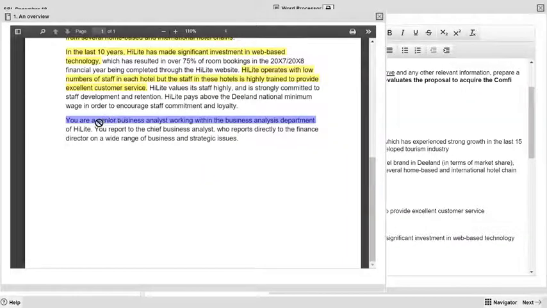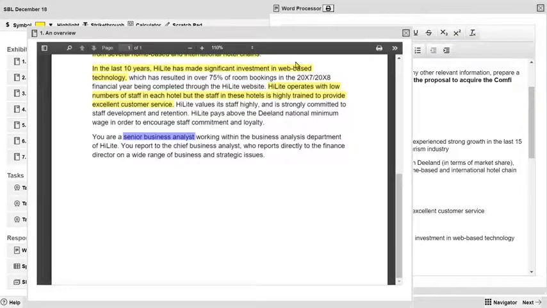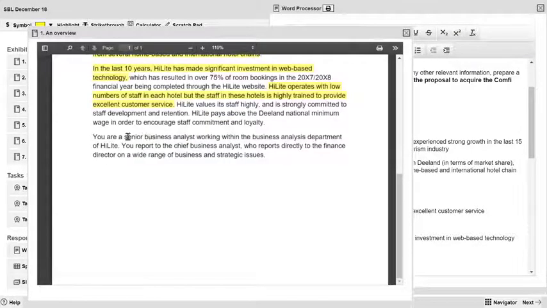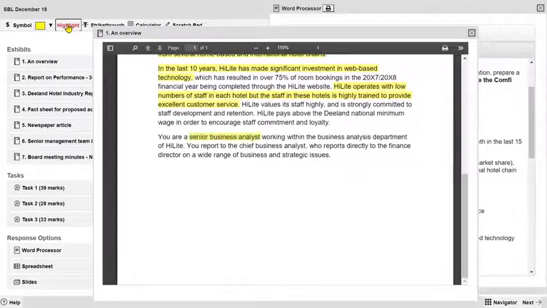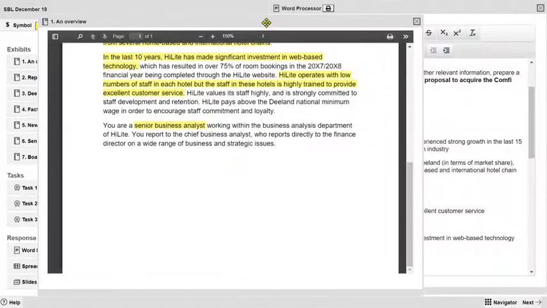You are a senior business analyst. Extremely important point. You have to remember your role throughout, okay? And in every report, every briefing paper, wherever your role needs to be mentioned, you will write senior business analyst.